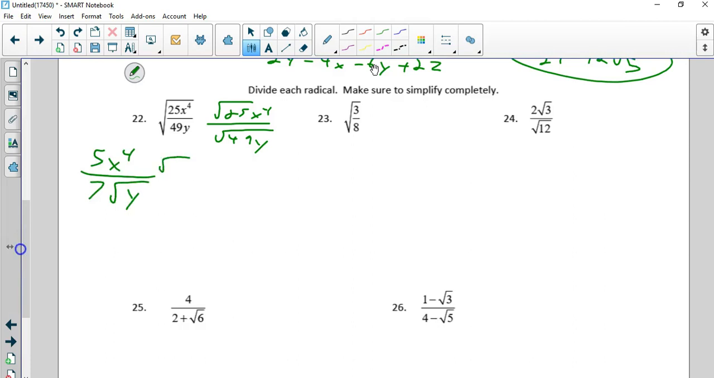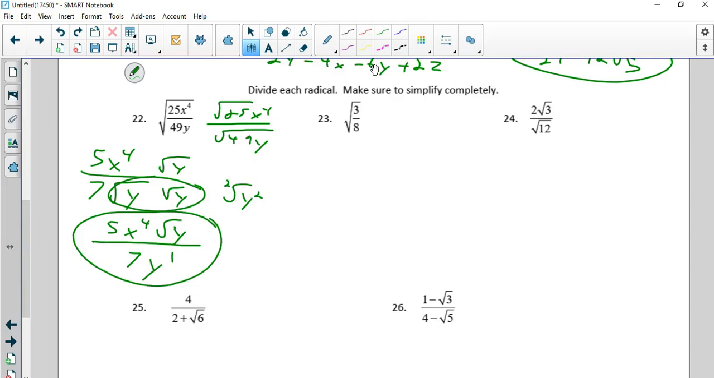Now, all we have to do is multiply by radical y over radical y. How nice is that? On the top, that gives us 5x to the 4th radical y. And at the bottom, we have 7y, because this right here is radical y squared. 2 divided by 2 is 1. And once again, no, you cannot cancel this y and that y, because one's in the radical, one's not.